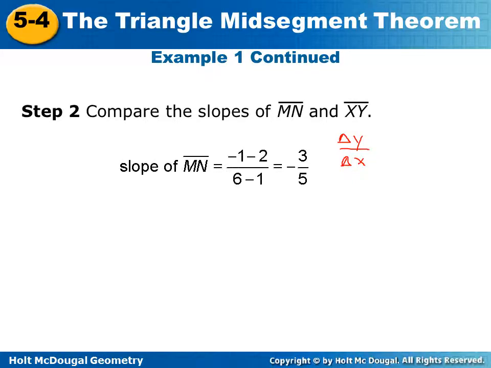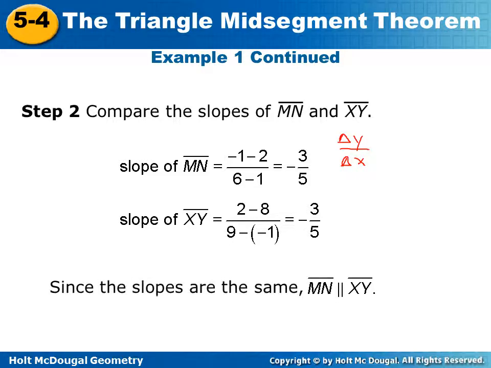Now we need to compare the slopes. The slope of MN is -3/5 by using the slope formula, change in y over change in x. The slope of XY is -3/5 as well. So they are parallel to each other because they have the same slopes. Remember, perpendicular is negative reciprocal, parallel is same slope.